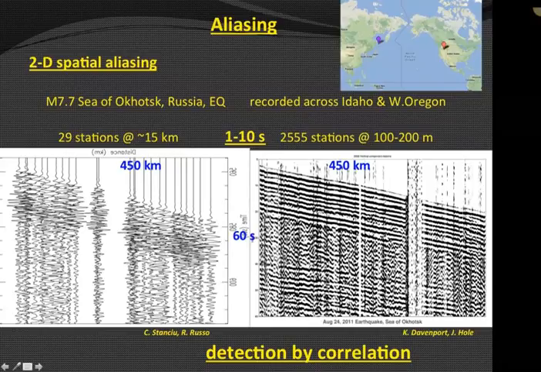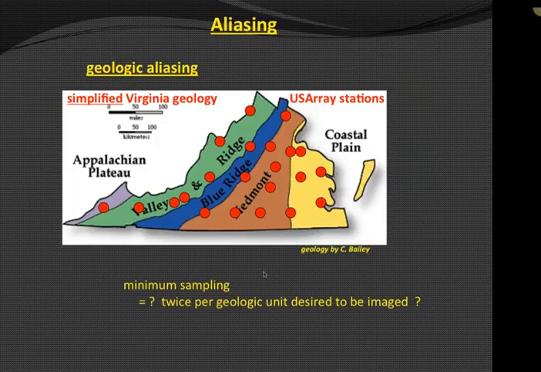Now, we've lost the amplitude information on the picture to the right simply because I'm plotting over 2,500 stations on way fewer pixels than that. But the amplitude information is in those seismograms as well. Next slide, please.